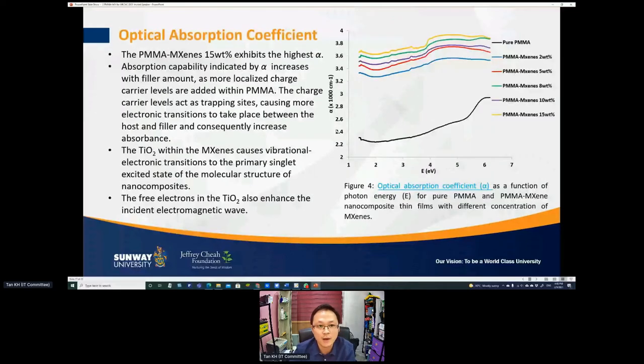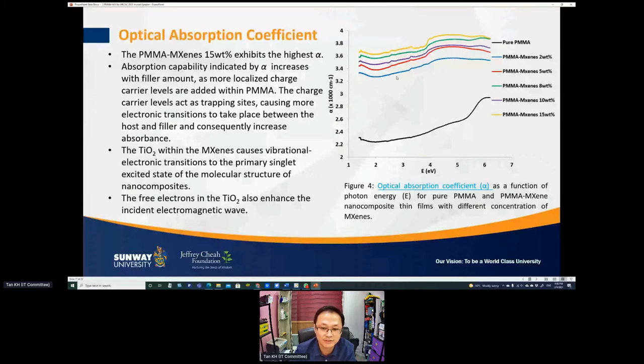Right, then we proceed with the optical absorption coefficient. Basically, we want to see how well it can absorb the incident wavelength. So we find the optical absorption coefficient, represented by alpha. It seems that when we keep increasing the MICNC content, the absorption coefficient increases. That is because of the presence of the MICNC. So this just shows that the absorption is good with increasing MICNC.